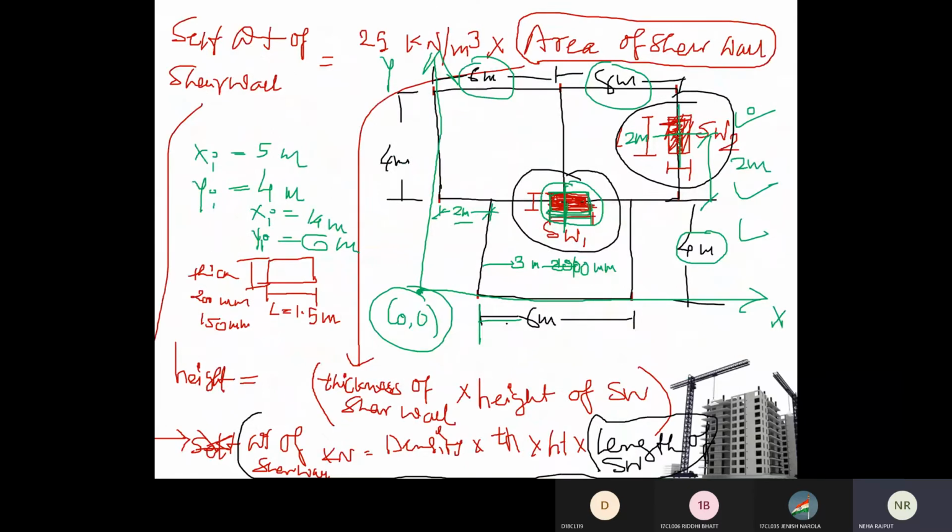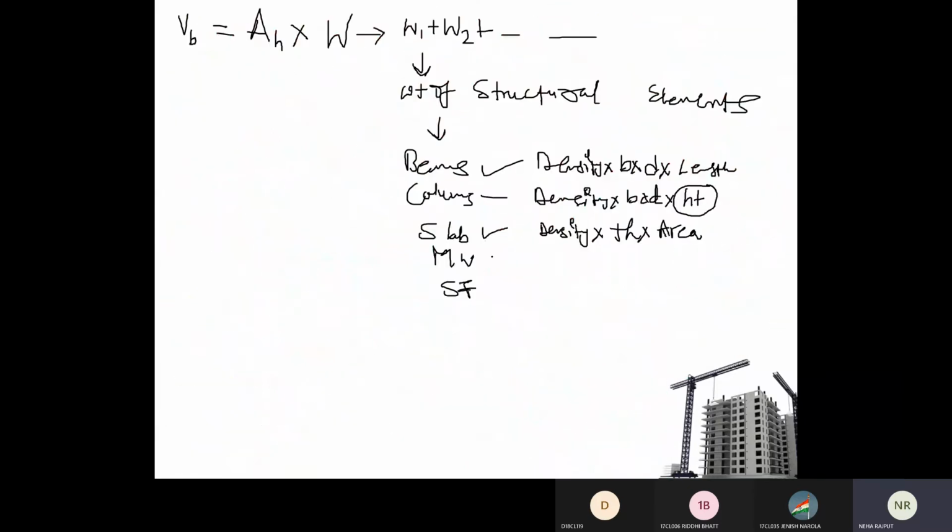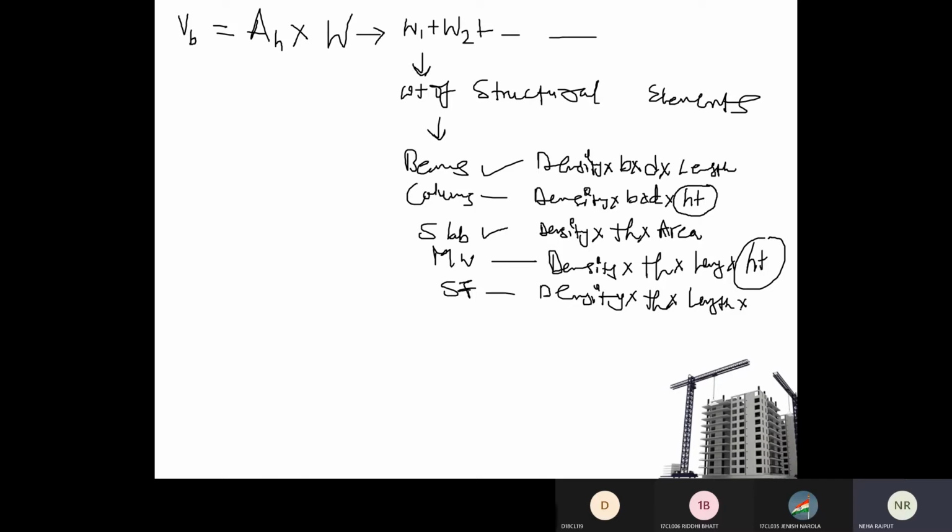Then masonry wall, again density of wall masonry into thickness of masonry into length of masonry into height. Here the height parameter you need to distribute height of the masonry wall above and below the floor. And for shear wall it is density into thickness into length into height. Again height is the parameter where you need to distribute height above and below the floor.